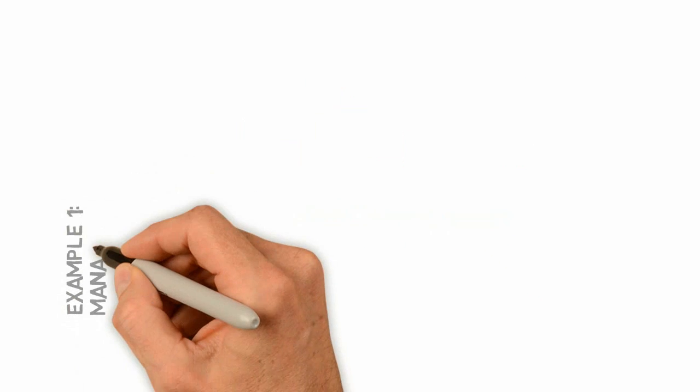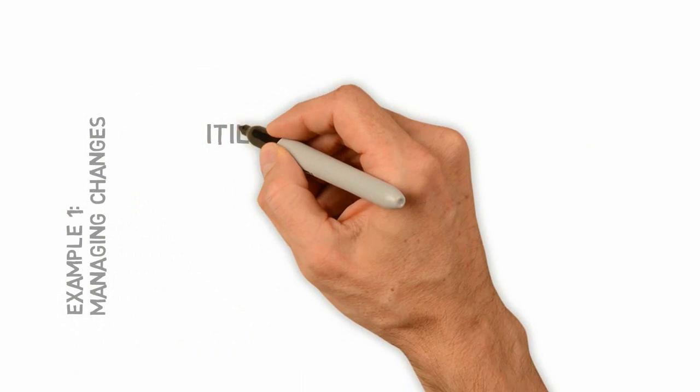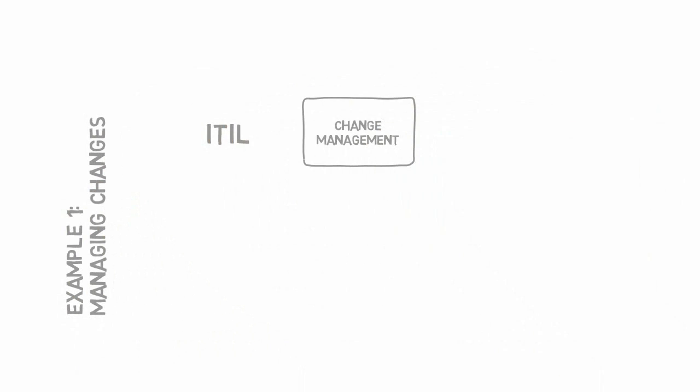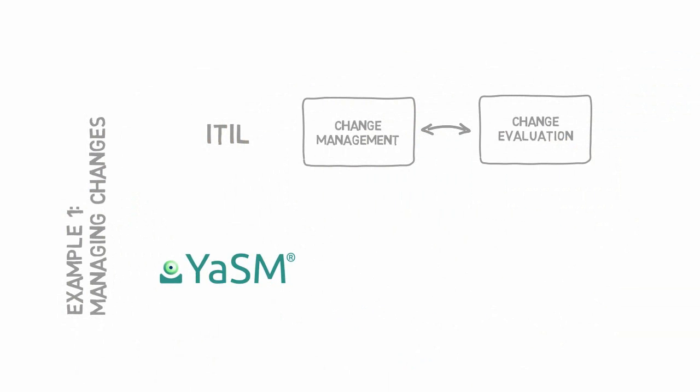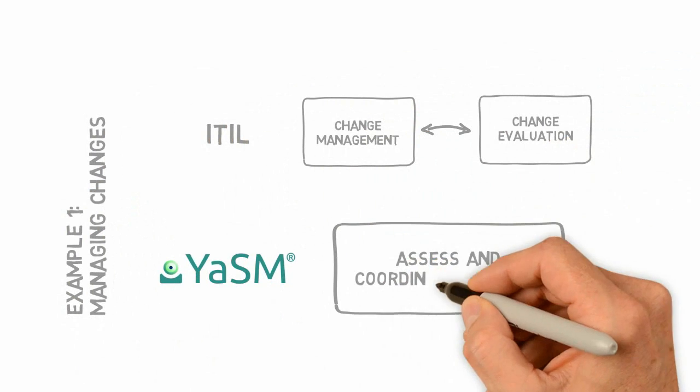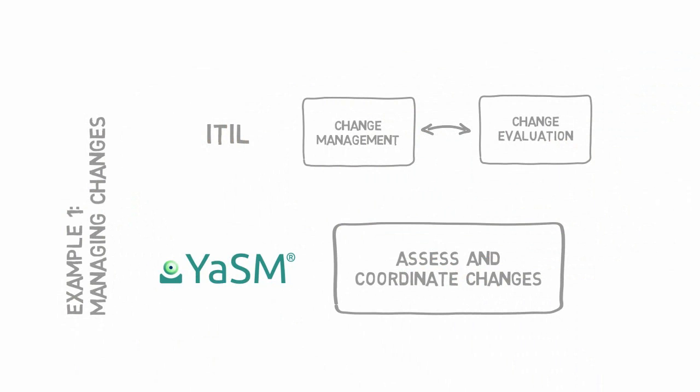My first example is about managing changes. ITIL suggests we should have a change management process and another one for evaluating changes. In YaSM, we think a single process for assessing and evaluating changes is perfectly capable of doing the job, so this makes one process less.